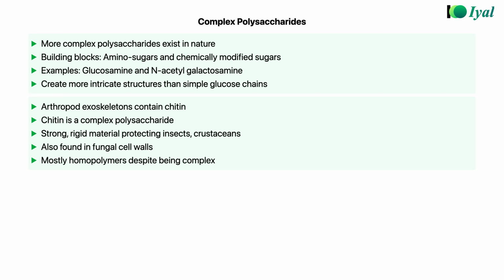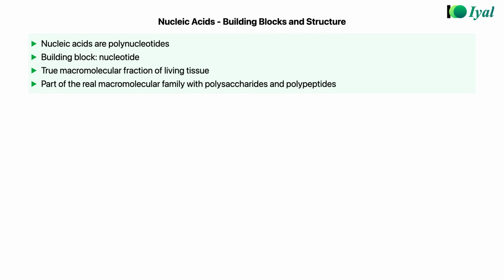A famous example is chitin. This is what makes up the exoskeleton of arthropods, insects, crustaceans, spiders. It's a strong, rigid material that provides protection. It's also found in fungal cell walls. Chitin is complex, but interestingly, it's still mostly a homopolymer. It's mainly made from one building block, just not plain glucose. It's made from N-acetylglucosamine.